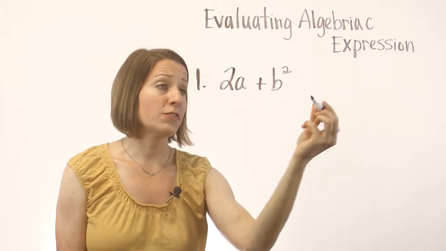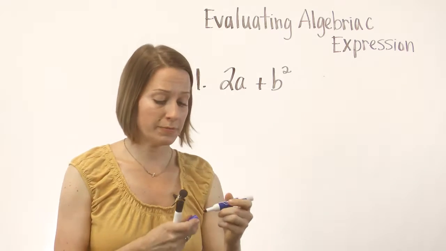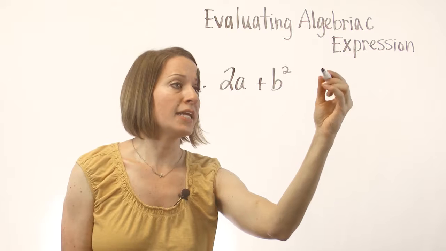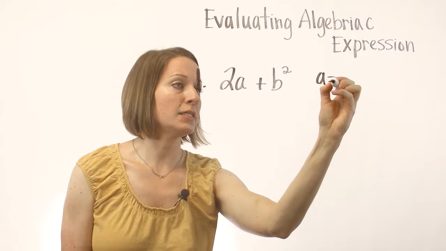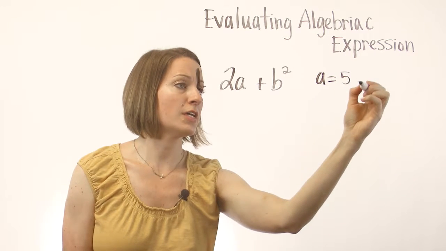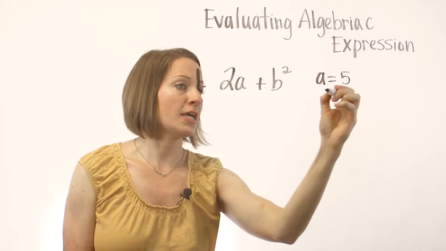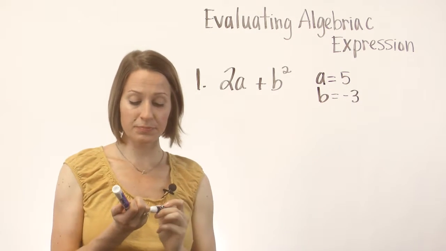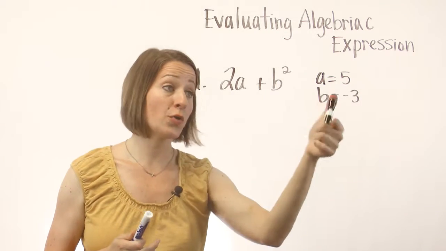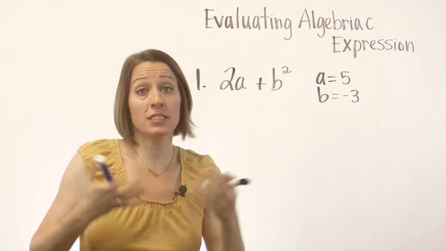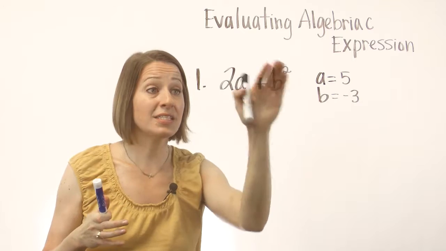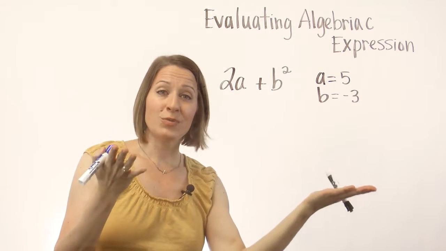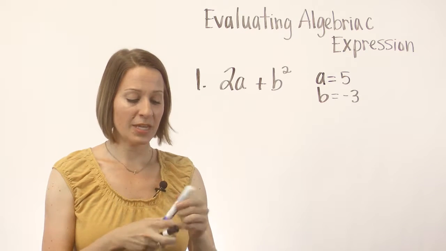So let's say for this first example, we'll let a equal 5, and then we'll let b equal -3. Because if you don't know that information, then it's impossible to evaluate this expression because we don't know what it's equal to. Okay? So here's what we're going to do.